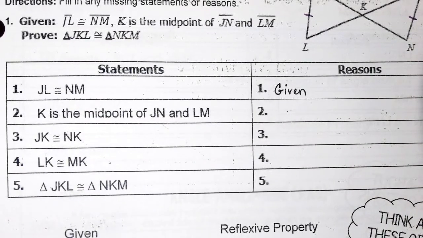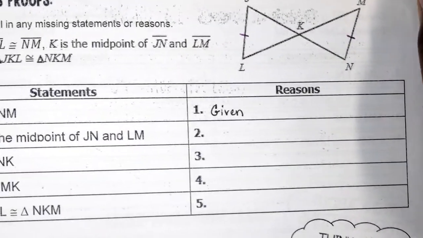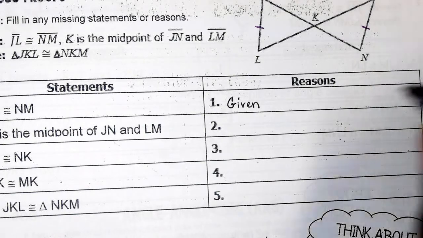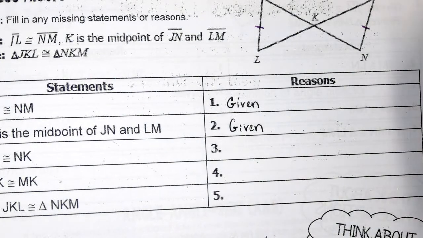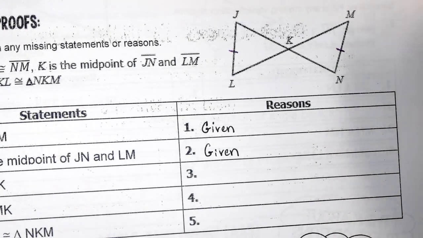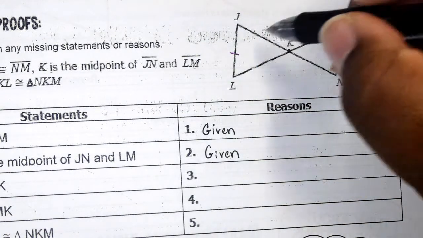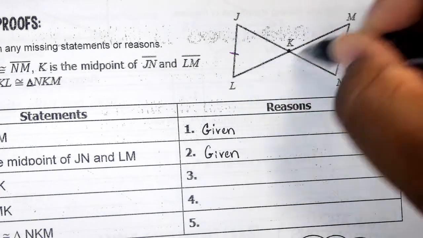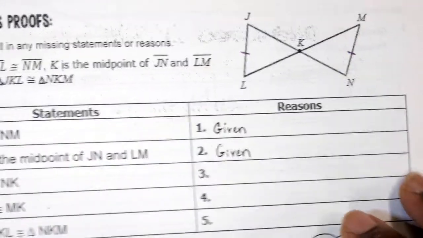The next thing it says is K is the midpoint of JN and LM. K is the midpoint of JN and LM. How do we know that? We know that because it's given information again. They told us that at the top. Here they told us K is the midpoint. They didn't tell us any side was congruent, but we know now that this point K is the midpoint of these 2 segments, JN and LM. I was reading the next line. Alright. From there, the next line.